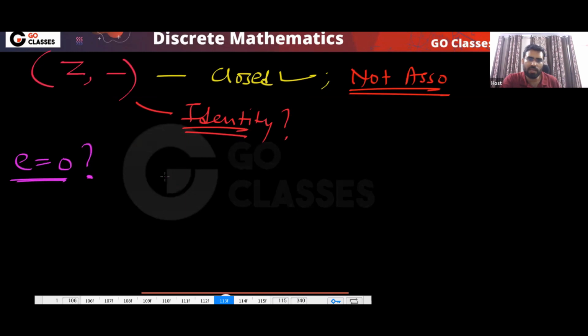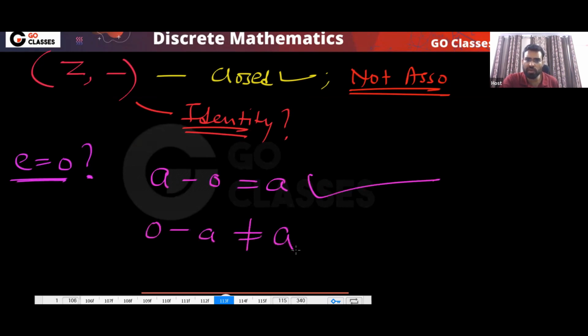Remember, if you take a minus 0, that will be a, very good. But 0 minus a is not equal to a. Don't forget about this one. This is fine, but what about this? 0 minus a is not equal to a.